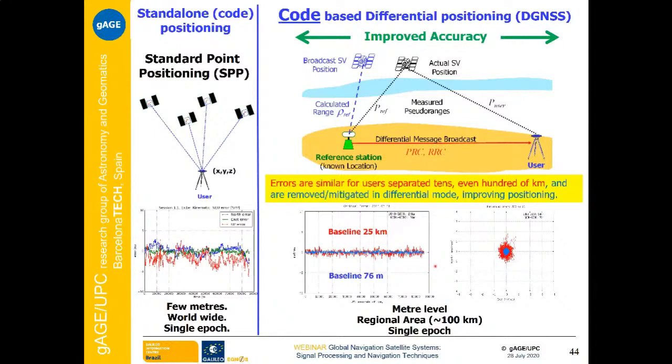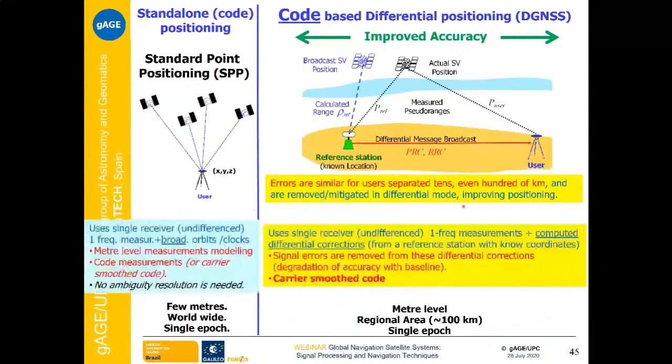The idea is that we can accept residual errors larger than when we work with carrier phase, because here the error of code is meter level, and we can assume residual errors at the meter level or decimeter level. This is not as strict as with carrier phase positioning. And here are the main concepts.